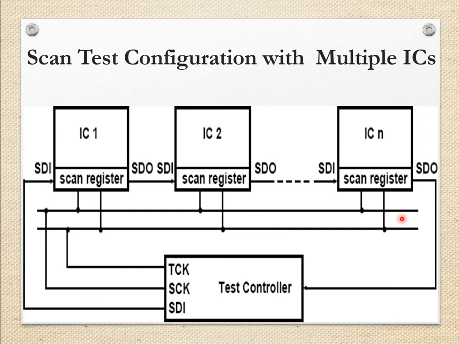This is another scan test configuration with multiple ICs. That was shown for one IC. If multiple ICs are there, there is a test controller which will control the test clock, scan clock and the scan data input. The output of the first IC, that is scan data out, will act as an input for the next IC, IC2. So SDO of IC1 is connected to SDI of IC2, and likewise all the chips will be connected in series, and finally you will get the output from the last chip.